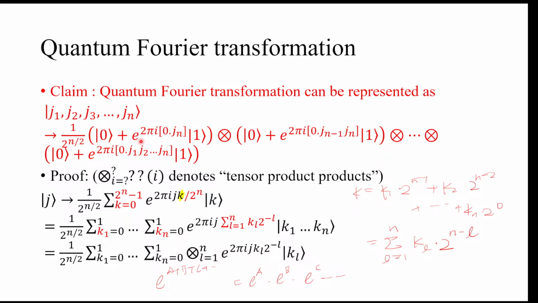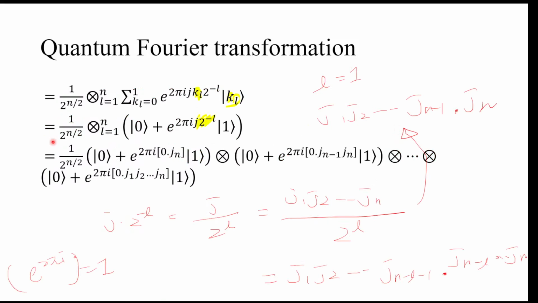This e to the 2 pi i times 0.j_n, 0.j_(n-1)j_n, and 0.j_1 j_2 through j_n. And what are all those 0.j_n and so on? From our derivation, we see it's actually j times 2 to the minus l. What is j times 2 to the minus l, those 0.j something? Basically it comes from e to the 2 pi i equal to 1.